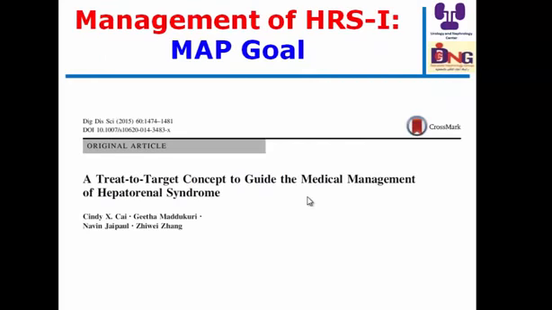When you give albumin and a vasoconstrictor, what is your target? To treat to target, this study shows that if you increase the mean arterial pressure by just 10 millimeters of mercury, you reach your goal. And if you increase the mean arterial pressure above 10, this will not add any further benefit.